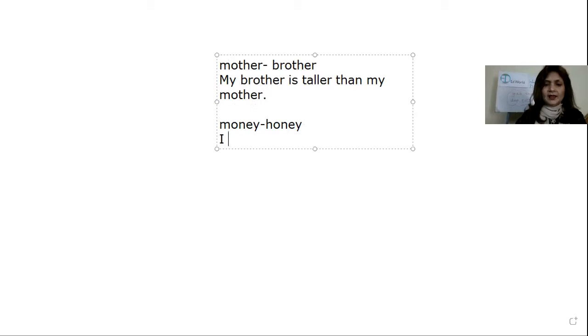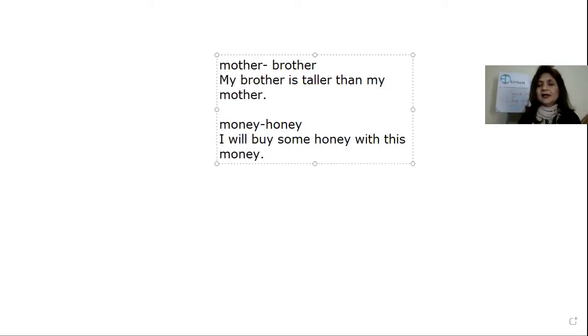Okay. I will buy some honey with this money. Right? I will buy some honey with this money. So again, two rhyming words in one sentence, right? Two rhyming words in one sentence.